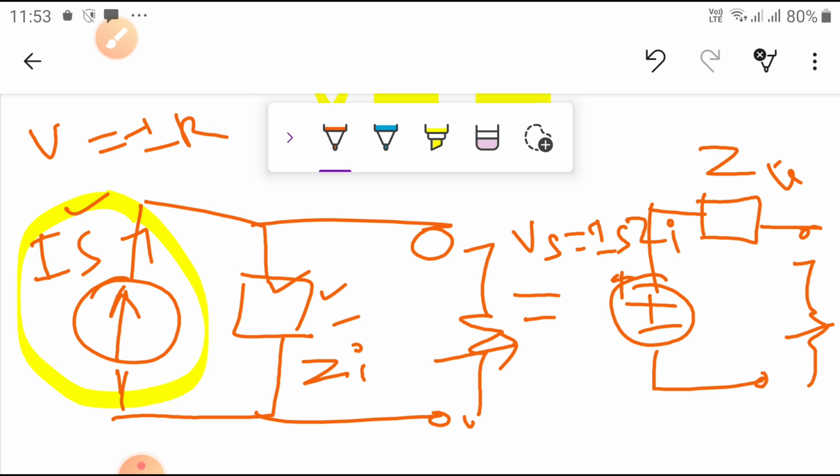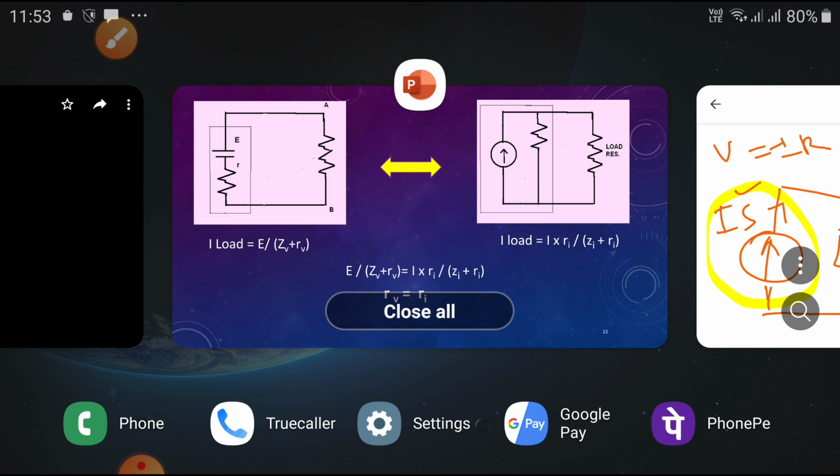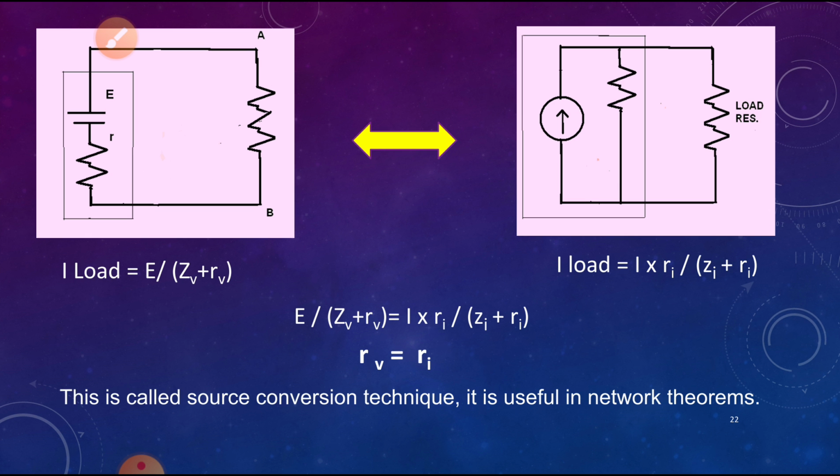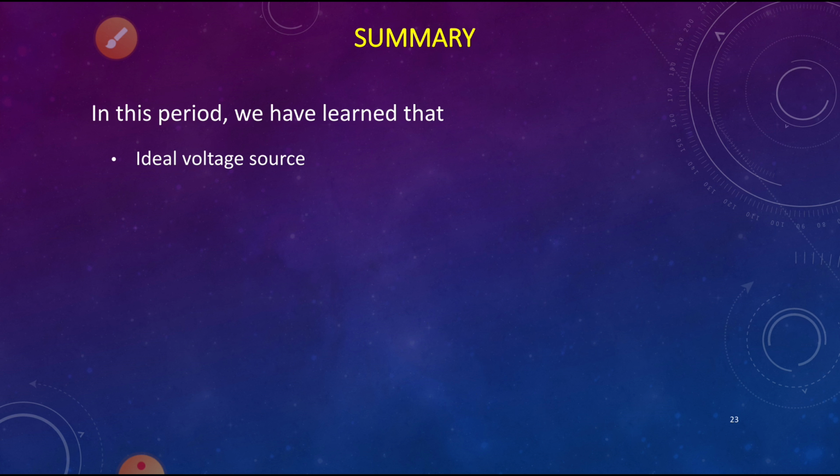This type of conversion is required while simplifying networks using network theorems. That is why we are going to concentrate on how to convert voltage source to current source and current source to voltage source. The internal impedance values are the same, whereas the current is converted to voltage based on Ohm's law, just to substitute the values. These are the methods you should know. So this is called the source conversion technique. It is useful in network theorems.